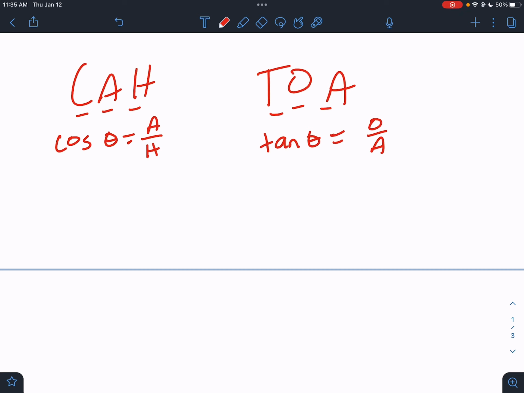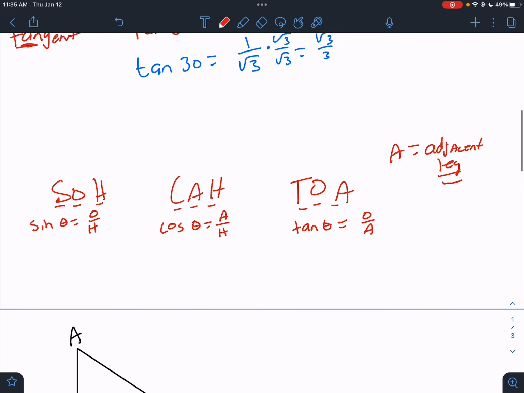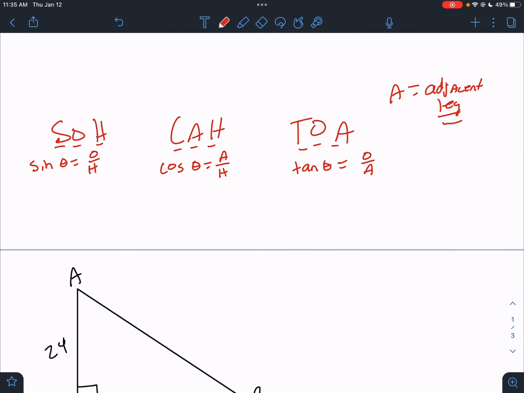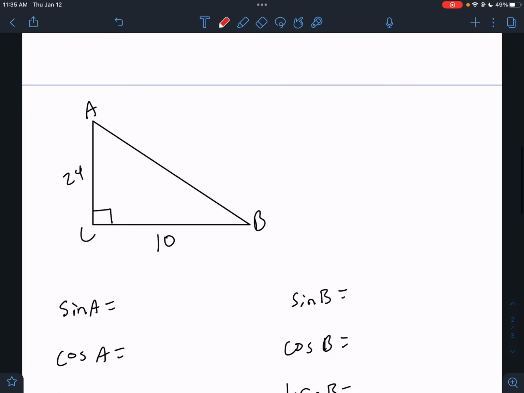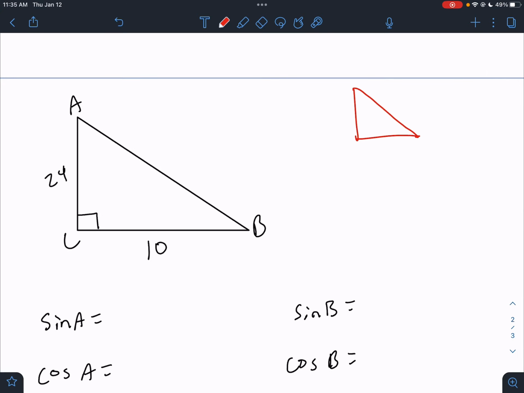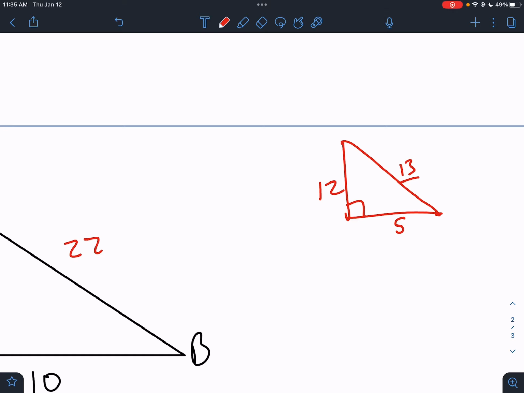And remember, every time we talk about adjacent, A is the adjacent what? Leg. Not the hypotenuse. It's the adjacent leg. All right, so keeping that in mind, let's try to answer these questions. Well, first we need that third side. If you know two sides of a right triangle, you can always get the third. So let's do some Pythagorean theorem. The GCF is 2, so I'm going to do 10 divided by 2 is 5, and 24 divided by 2 is 12. And if you remember our triples, this would have to be a 5, 12, 13.